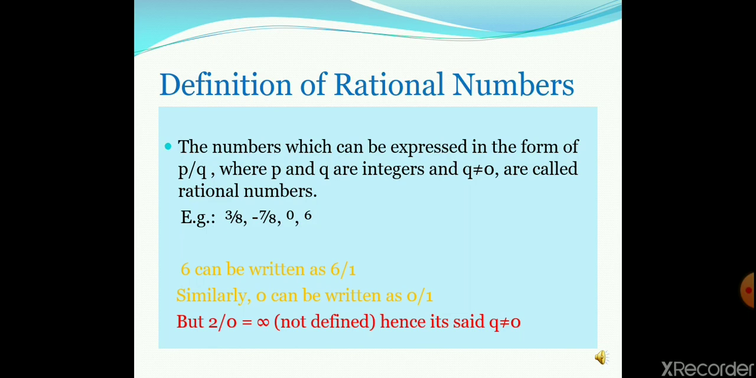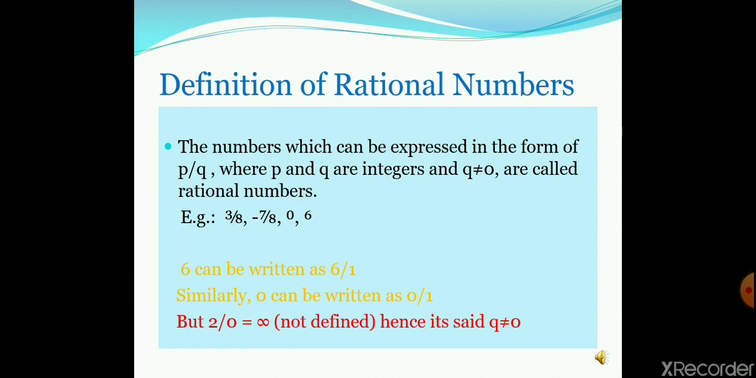Now the definition of rational numbers. The numbers which can be expressed in the form of p upon q, where p and q are integers and q is not equal to 0, are called rational numbers. Now you might say p by q is a fraction, but in a fraction, p and q are natural numbers, whereas in rational numbers, if it's written in the form of p by q, p and q are integers.